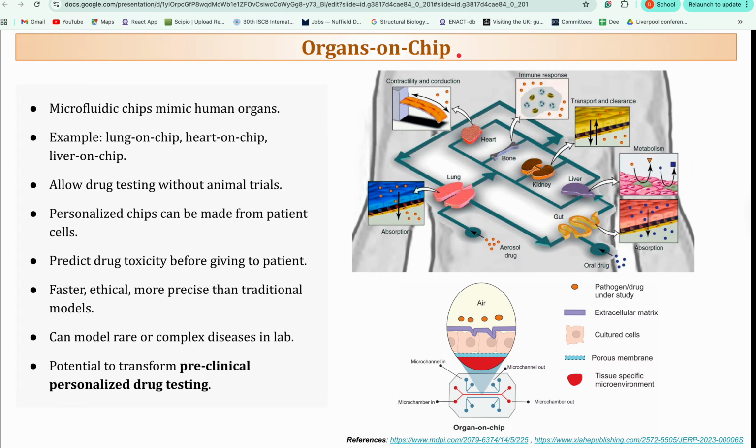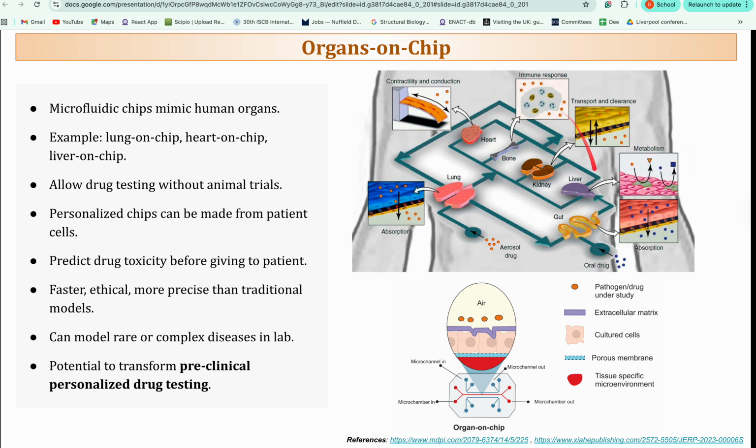Then another term is organs on chip. There are microfluidic chips which mimic the human organs. For example, lung on chip, as you can see, heart on chip, liver on chip. These are some of the examples which allow drug testing without animal trials. So these microfluidic chips resemble your own organs. Instead of using animal models, we can study the effect of drugs on these chips. In that way, these are personalized chips which can be made from the patient cells.